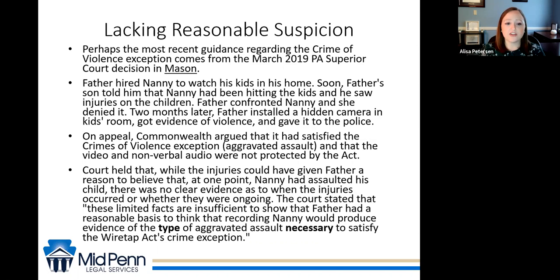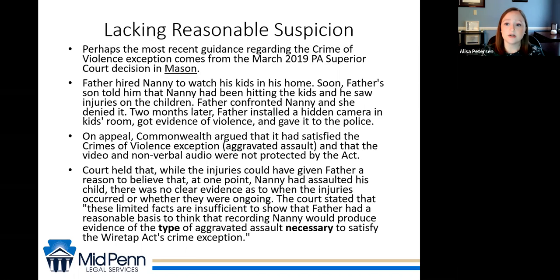In this case, father hired a nanny to watch his kids in his home. His son soon told him that nanny had been hitting the kids and he saw injuries on the children. There was a split lip on his young daughter, and then there were some markings on his son as well. So father confronted nanny and she denied it. He waited 2 months, and then he installed a hidden camera in the kids' room and got evidence of the violence. There was an incident where she did strike the children on the camera, and he gave it to the police.